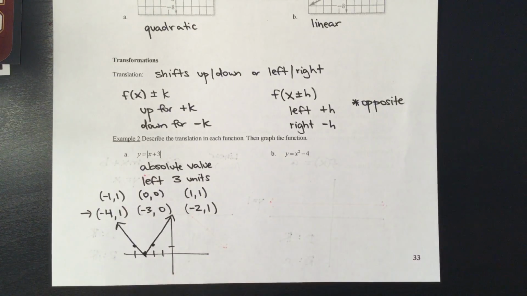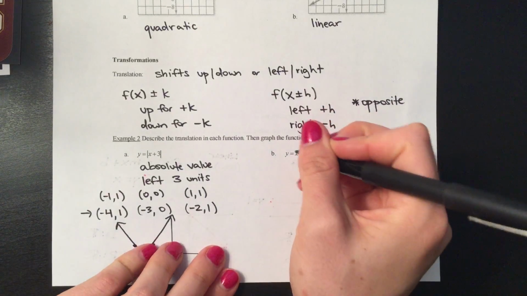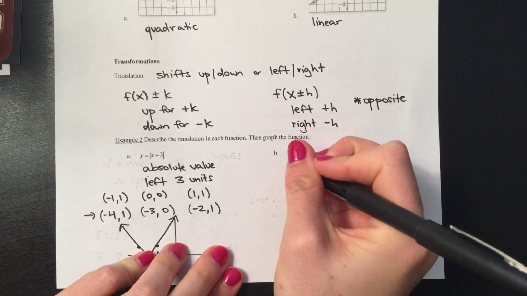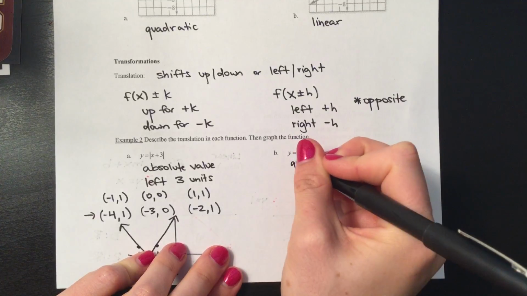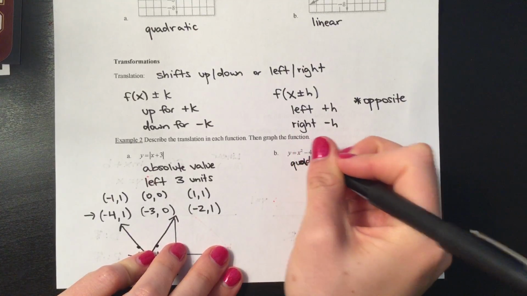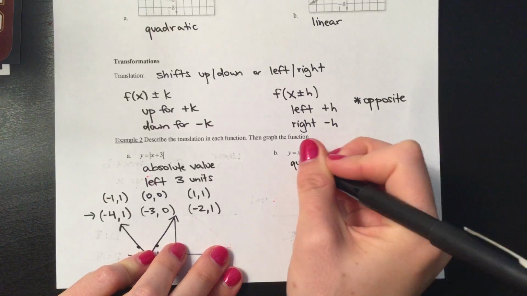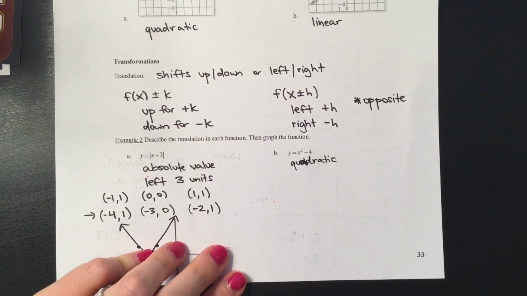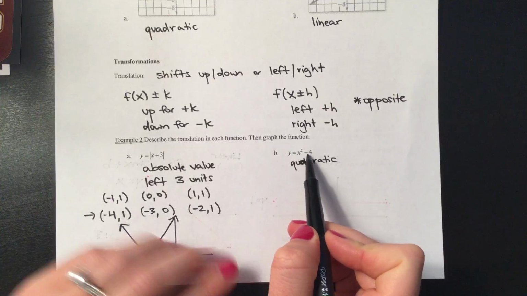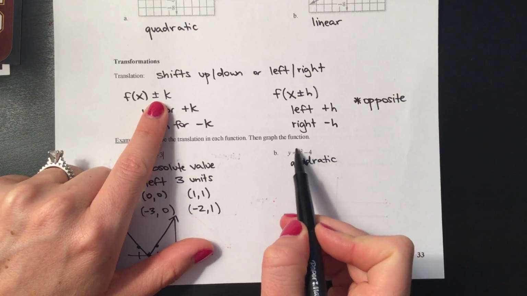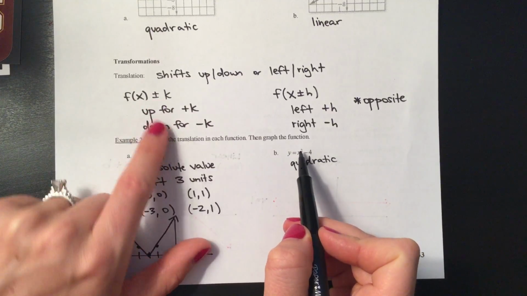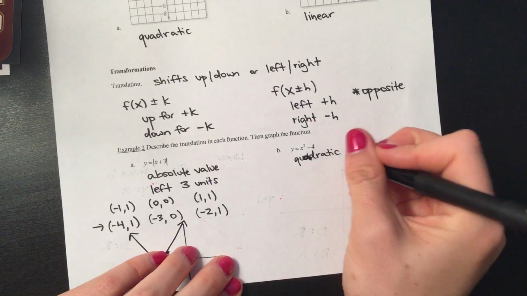Okay, so let's do another one right here. This is a quadratic. See how it has x squared? Anytime you see a squared in there, you know it's a quadratic function. So it's quadratic, and then you see minus on the outside. So it's separate from the parent function, unlike this one. So down 4 units.